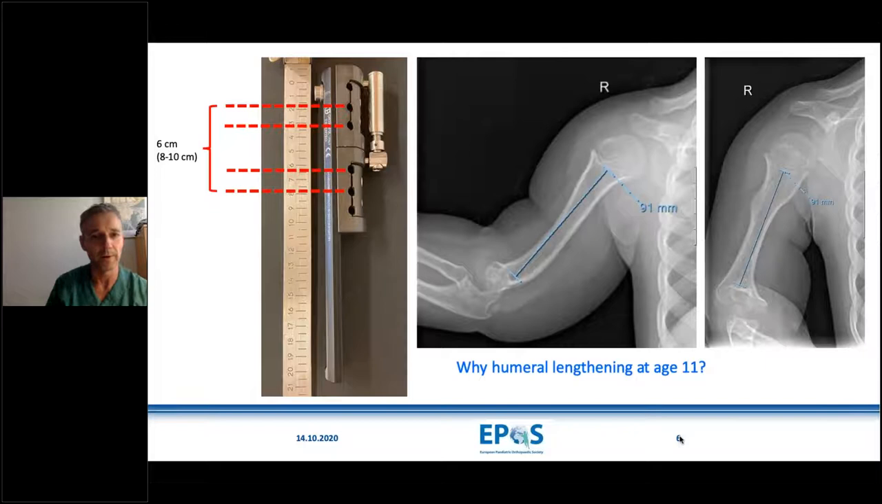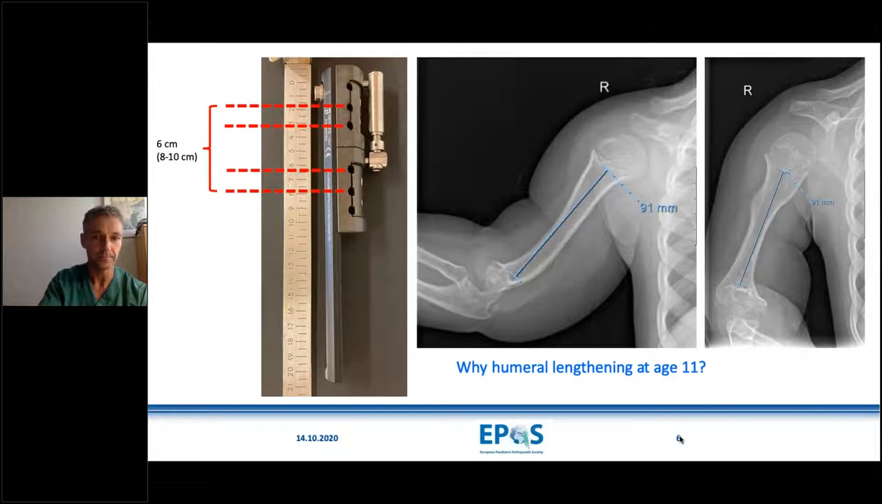So why humeral lengthening at age 11? This is because we need a certain working length in the humerus between the growth plates in order to place our smallest fixator, the Orthofix mini rail. You need a working length of at least 6 centimeters if you use the two half pins which are closest to the osteotomy, but we would recommend a working length of 8 to 10 centimeters. That's why we would do the first humeral lengthening at age 11.